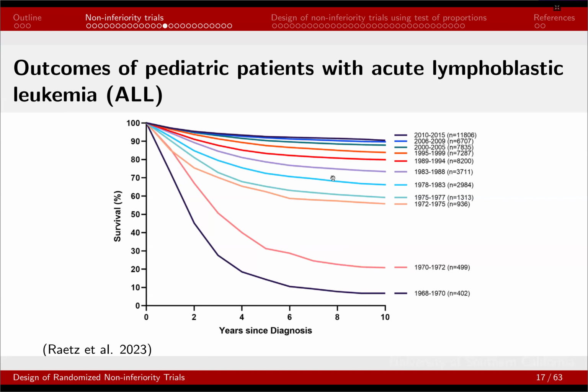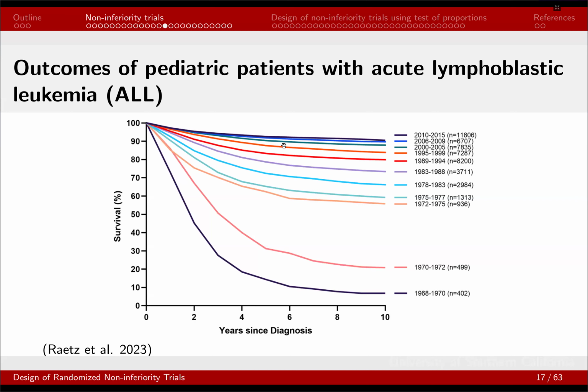After that, there have been a series of randomized clinical trials studying different combinations of agents, or new agents, or different treatment schedules. And the outcomes of the patients are actually getting better and better over the years. In 2010 to 2015, the majority of the kids diagnosed with ALL are actually cured. And based on the most recent experience from COG trials, these outcomes have further improved.